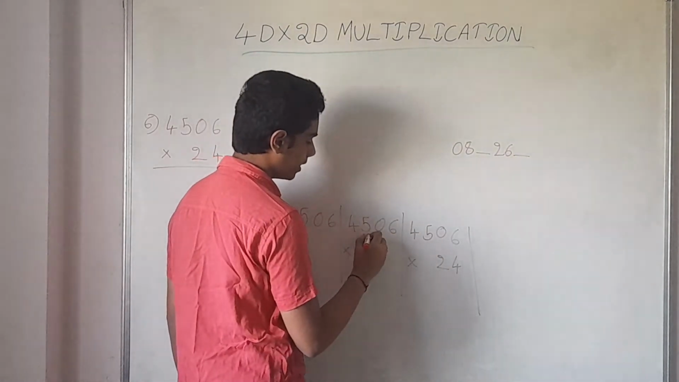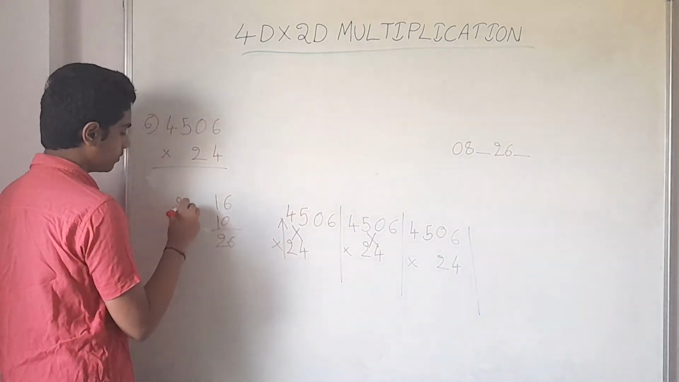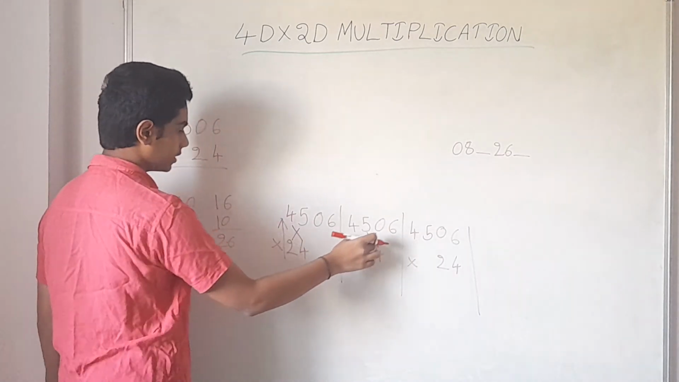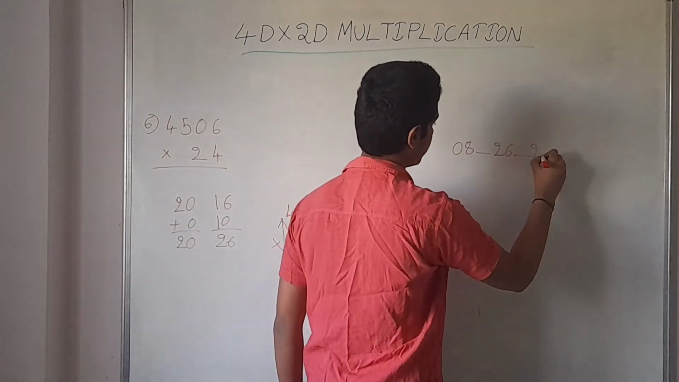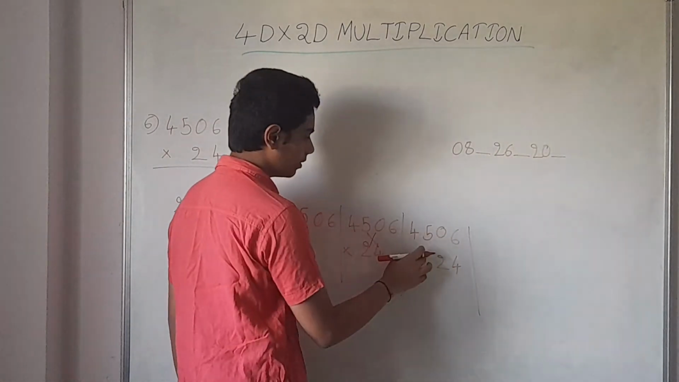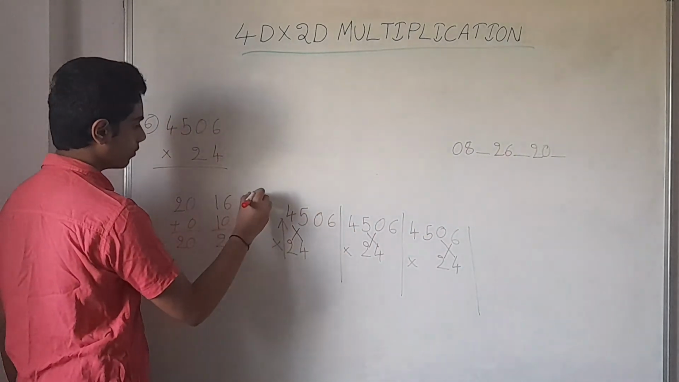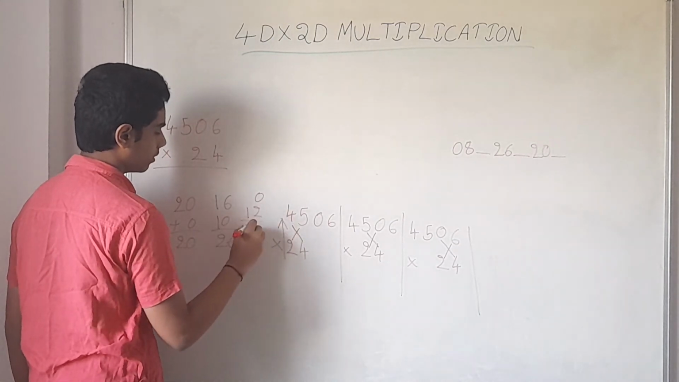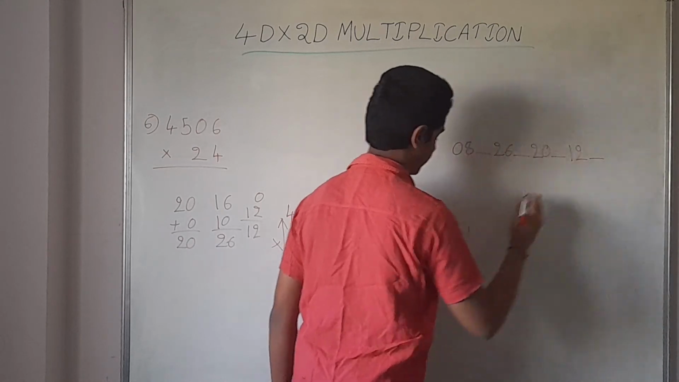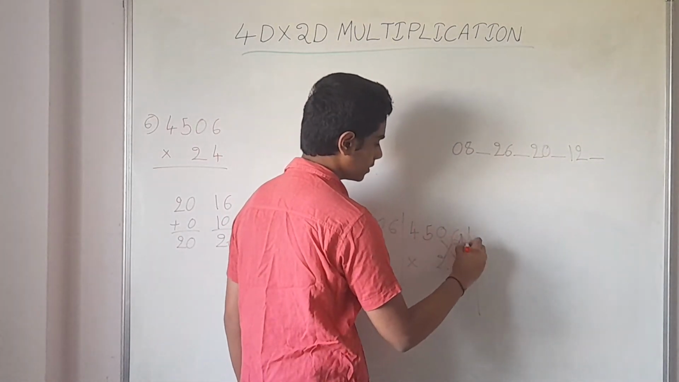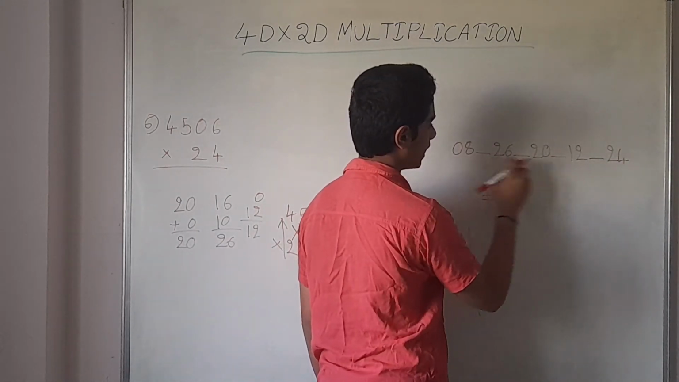Come to next part and multiply 5 into 4 plus 0 into 2. 5 into 4 is 20 plus 0 into 2 is 0. 20 plus 0 is 20. So write 20 and keep dash. Come to next part and multiply 0 into 4 plus 6 into 2. 0 into 4 is 0. 6 into 2 is 12. 12 plus 0 is 12. So write 12 and keep a dash. At last multiply 6 into 4. That is 24. Now we should add these.